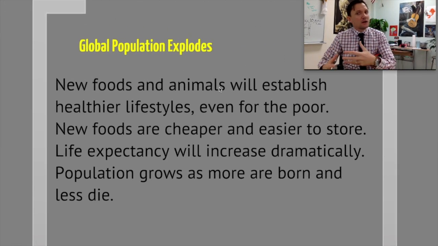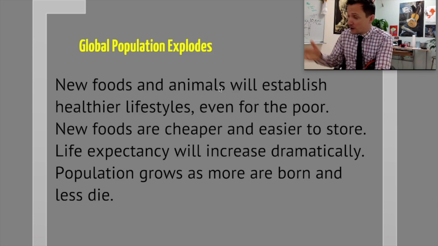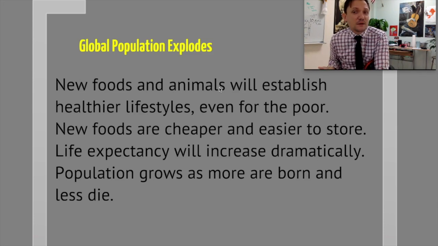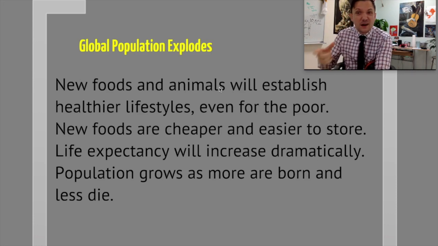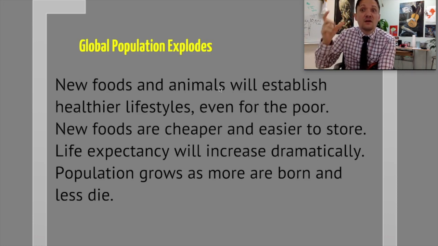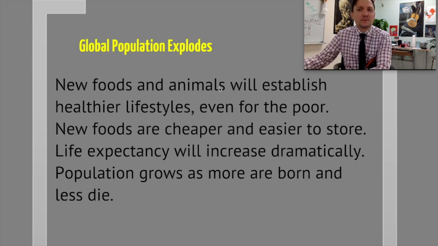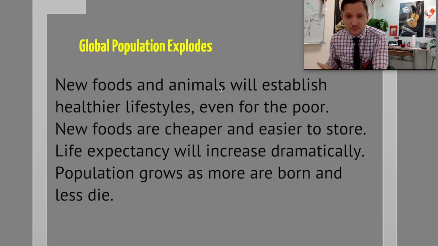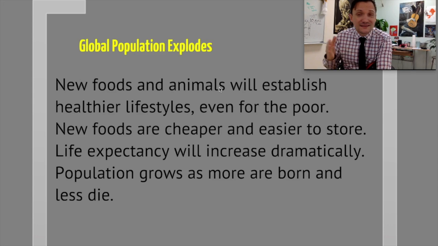Now, how is the Columbian Exchange going to affect population growth, right? New foods and animals are going to establish healthier lifestyles. Even for the poor, right? Like the Irish were going to be given potatoes because it was considered the crop of the poor, because all you got to do to grow another potato is just one potato, right? So potatoes just clone themselves, right? That's how they grow. So even for the poor, this helped out, right?